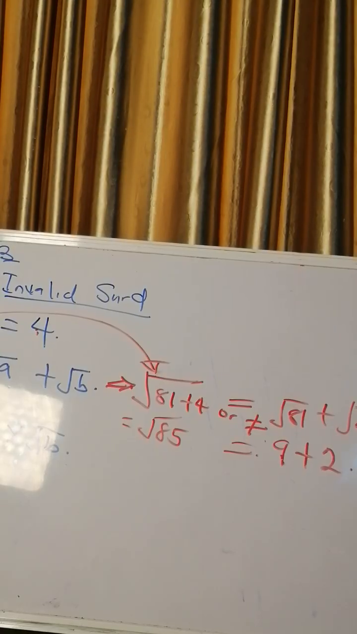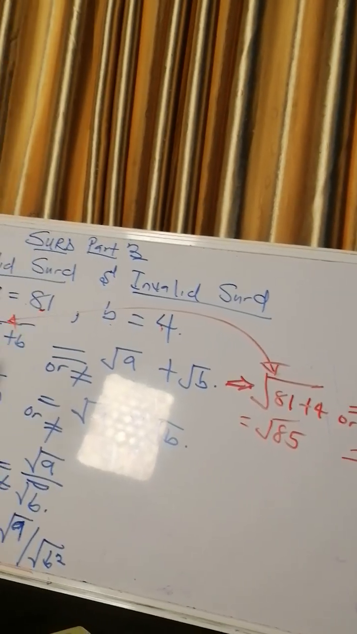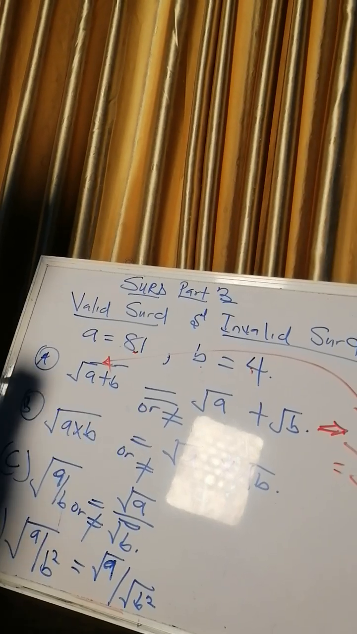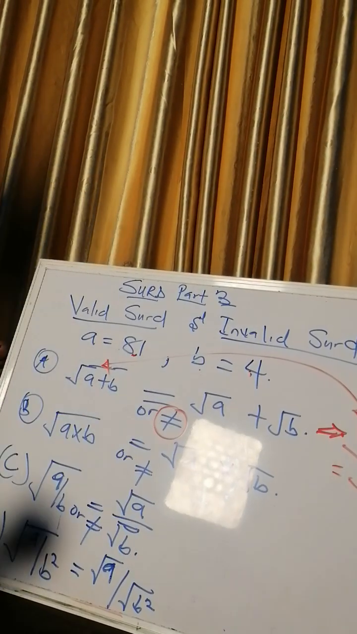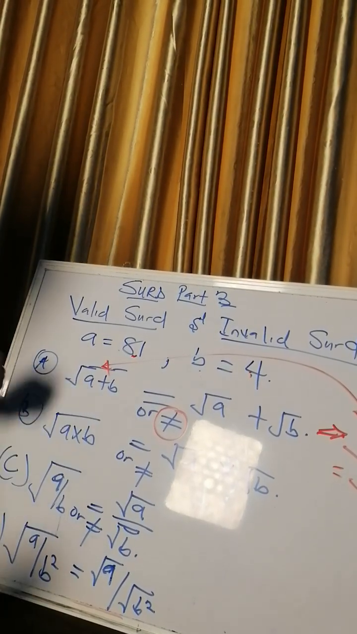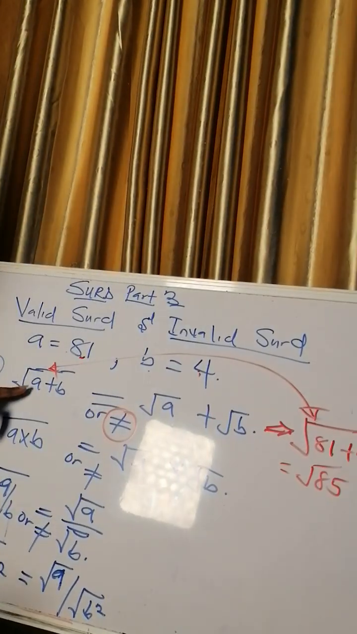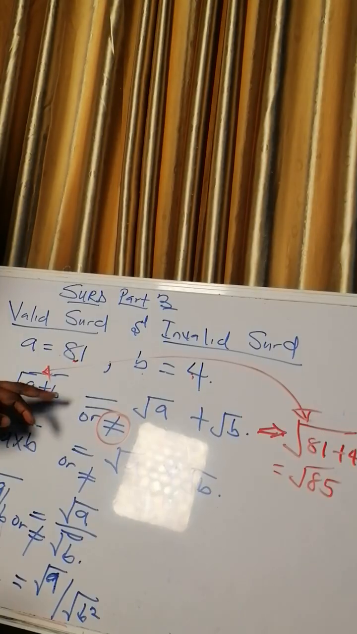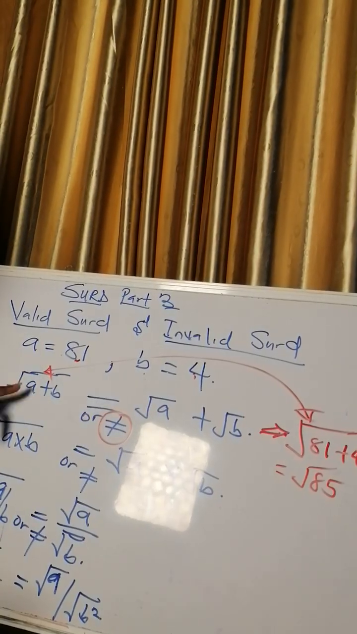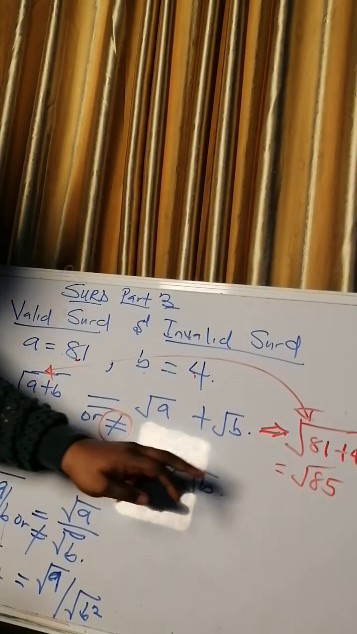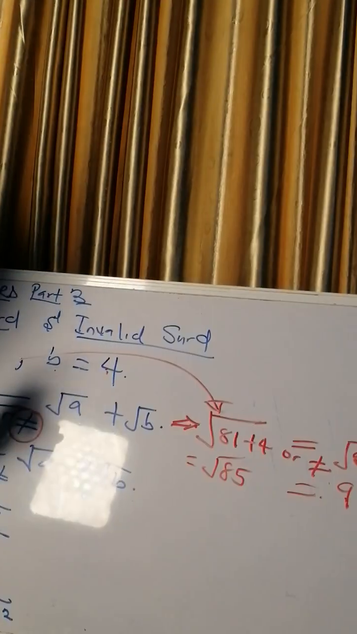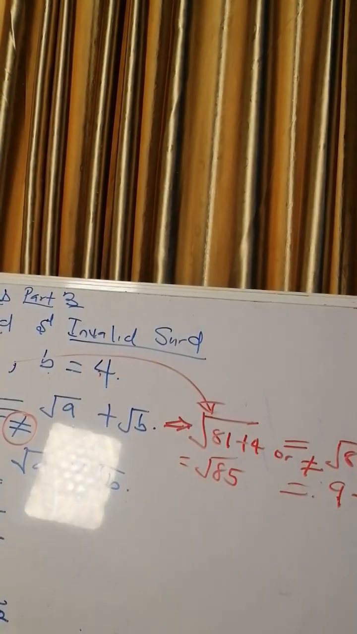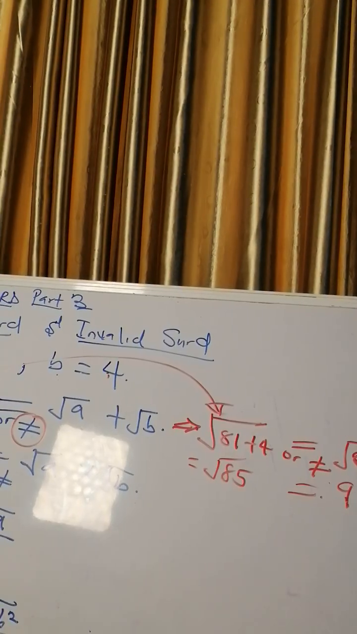So this now tells us that instead of saying it's equal to, it's showing that this is not equal. Why is it not equal? It's not equal because by the time we substitute A equals 81 and B equals 4, in both cases, at the end of the day, we are getting different answers. Because we are getting different answers, it shows that they are not equal. So the same thing applies here.